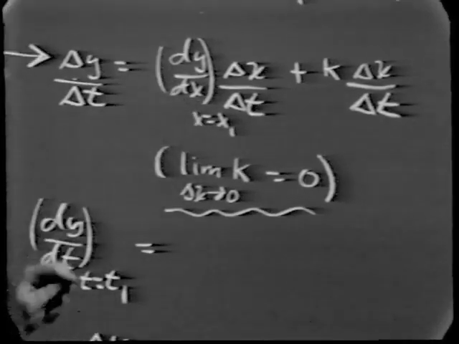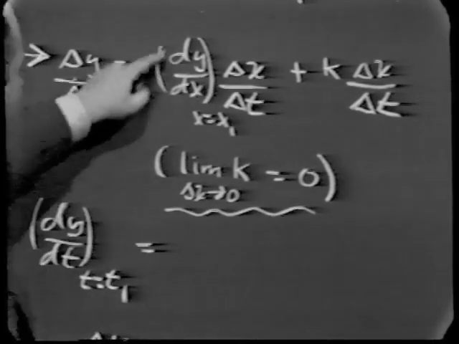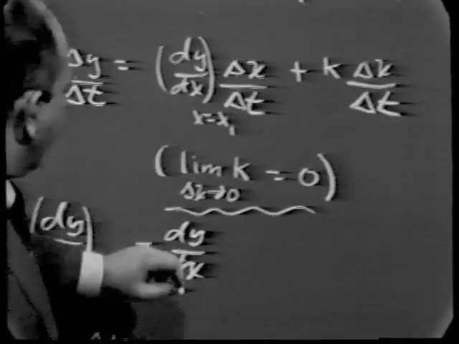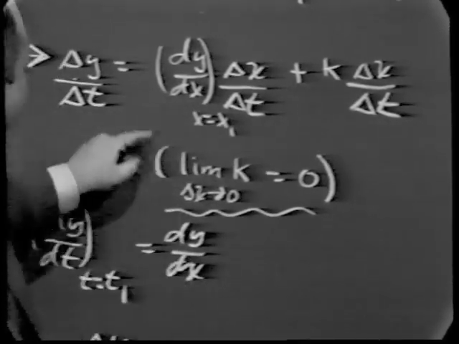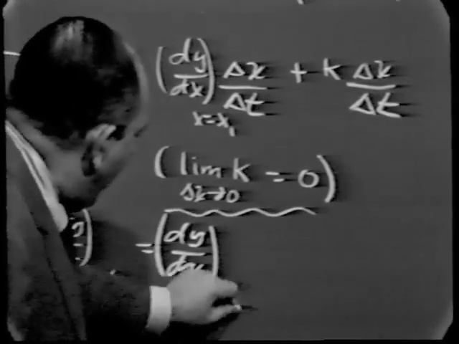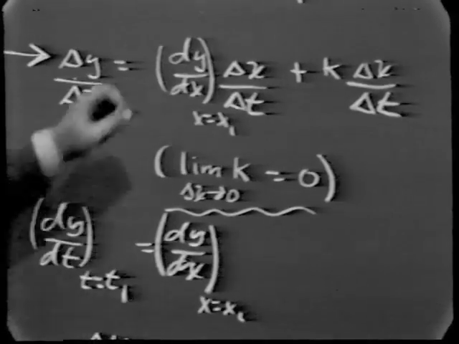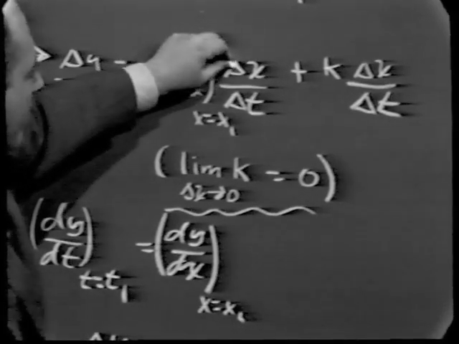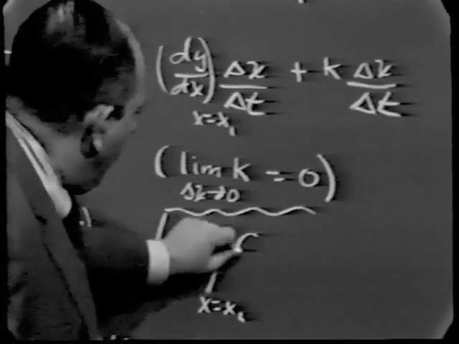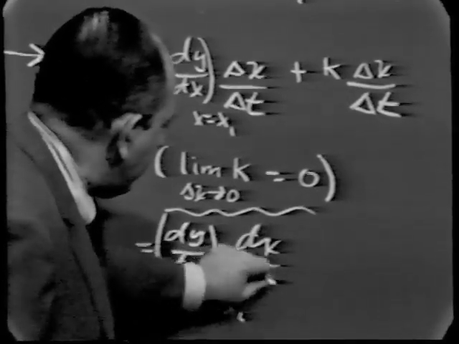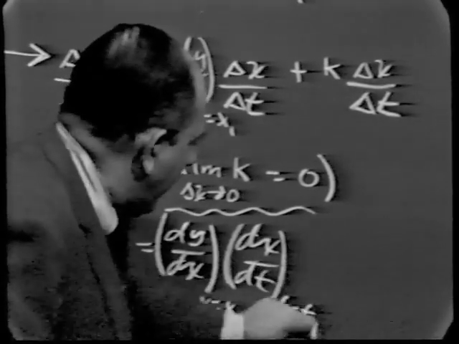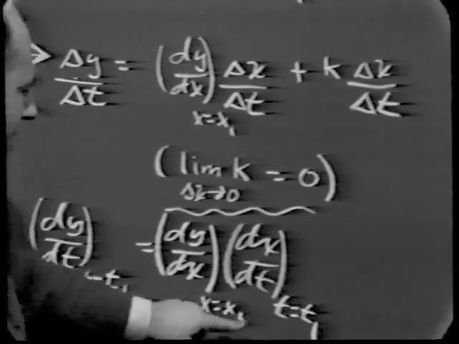dy/dx evaluated at x equals x1 is a constant. In fact, that's just what? The limit of dy/dx evaluated at x equals x1 as delta t approaches 0 is just dy/dx evaluated at x equals x1. On the other hand, by definition, the limit of delta x divided by delta t as delta t approaches 0 is just dx/dt. And keeping track of the subscripts here, later on we'll become sloppy and leave these subscripts out.